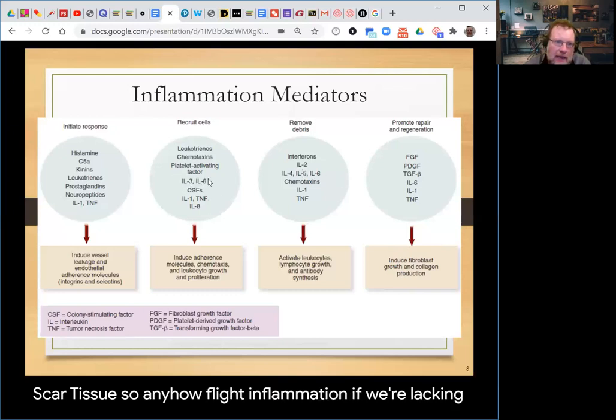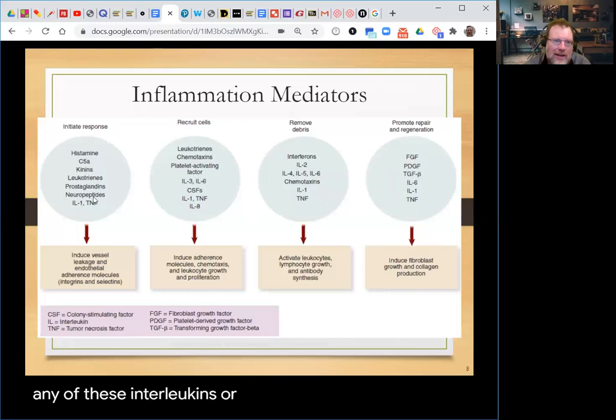If we're lacking any of these interleukins, or we're in excess of any of these interleukins, or lacking or in excess of growth factors, chemotaxins, kinins, if there's an imbalance of any of these, that could cause some sort of inflammatory issue, whether it leads to chronic inflammation because we're unable to keep up with removing debris and promoting repair and regeneration. We're kind of stuck in this initial recruitment phase or response. So we could just be kind of stuck in a loop right here.